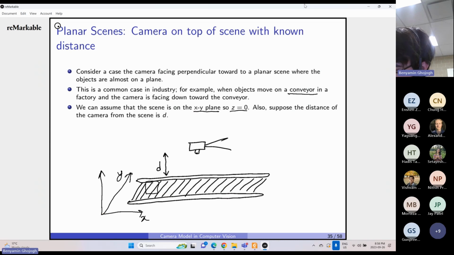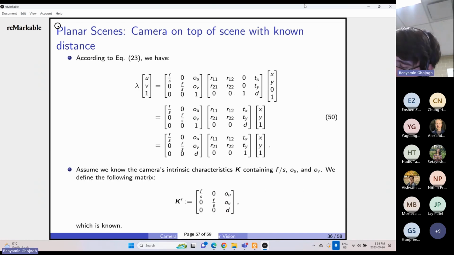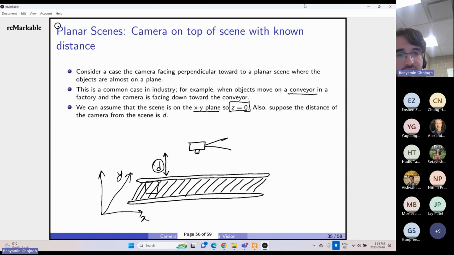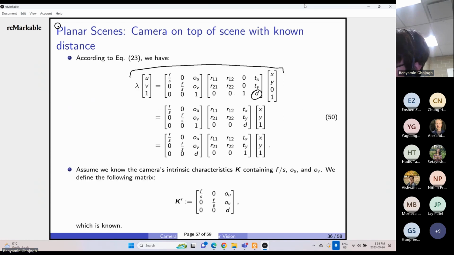And I assume Z is 0, right? Because it's on the XY axis. And also assume that the distance of the camera from the scene is D. Okay. Now consider that famous equation of mapping. What do we have here? So TZ is D. Do you agree? Because TX, TY, TZ is a translation of the camera, right? And we know that the camera has distance D from the origin in terms of Z. So TZ is D.